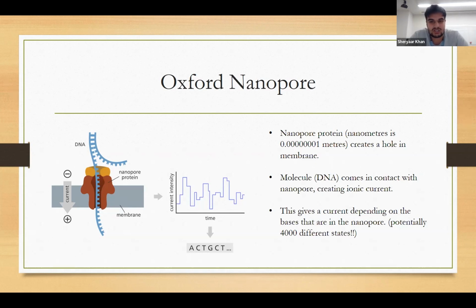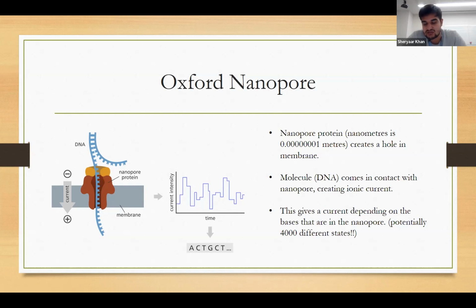So essentially, in a very simplified format, they have something called a nanopore protein, which is about 0.00001 meters in size. It's very small, and it basically creates a hole in the membrane where a molecule or DNA can come into contact with that nanopore, and it creates an ionic current, because the nanopore protein is charged and the DNA is also negatively charged. So when that comes into contact, you create an ionic current. And as a base comes through, it will have a different current. So, for example, this current might be an A, and that might be a G. Based on that current, you can essentially work out what base is what. And that's how Oxford Nanopore works.